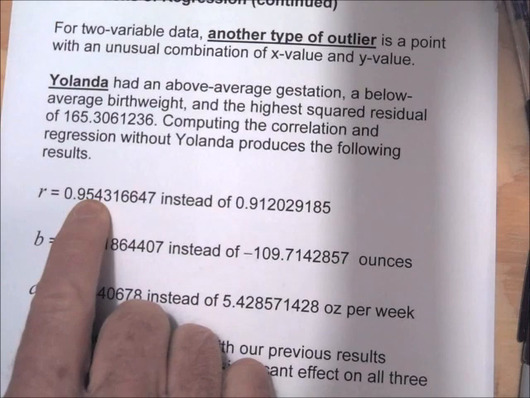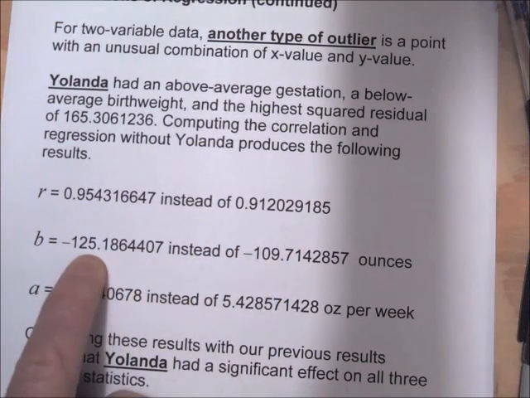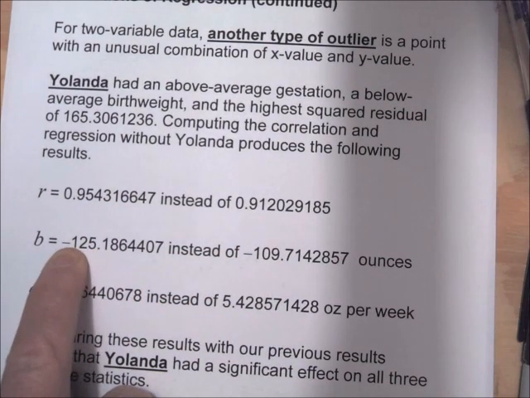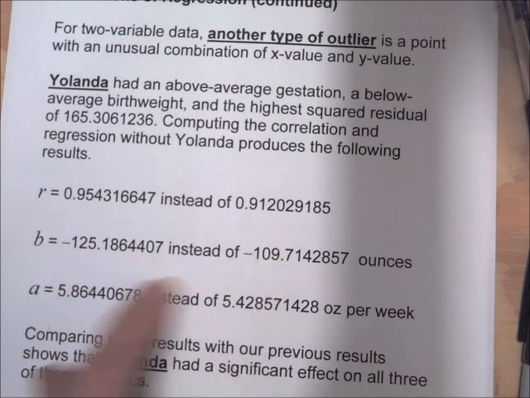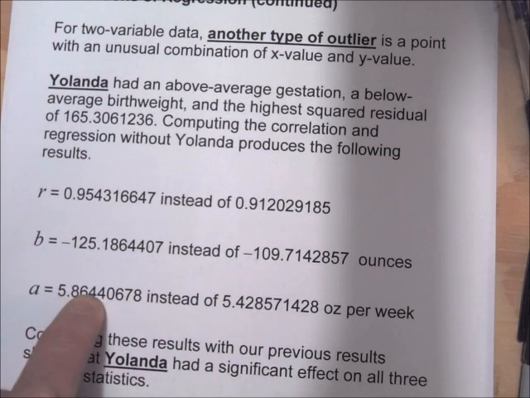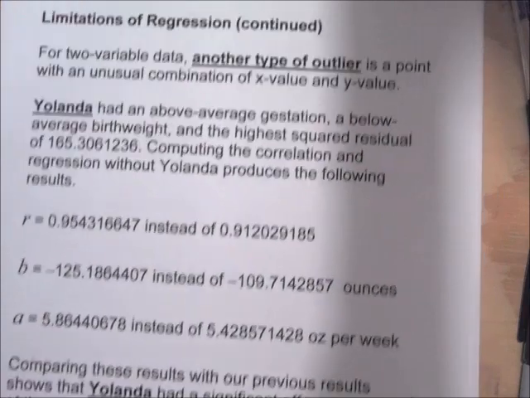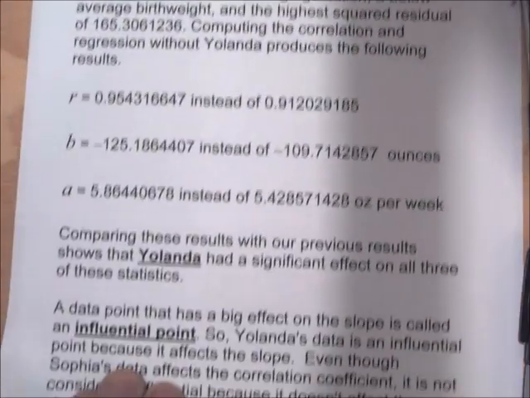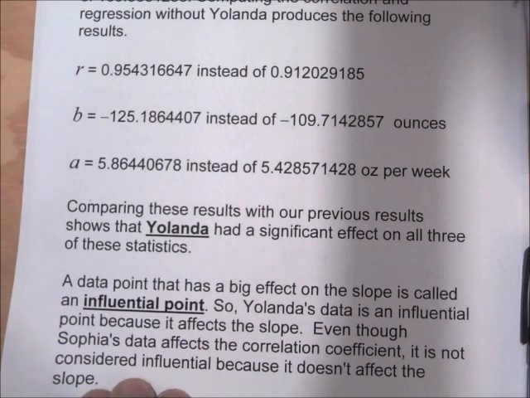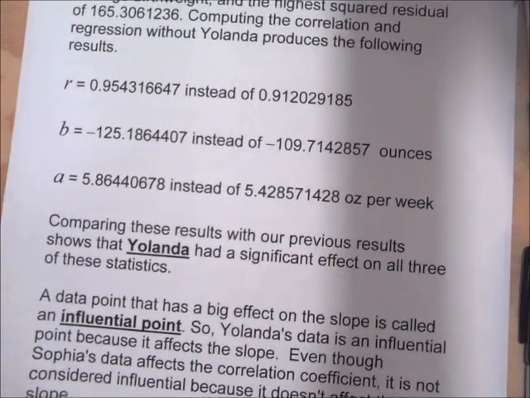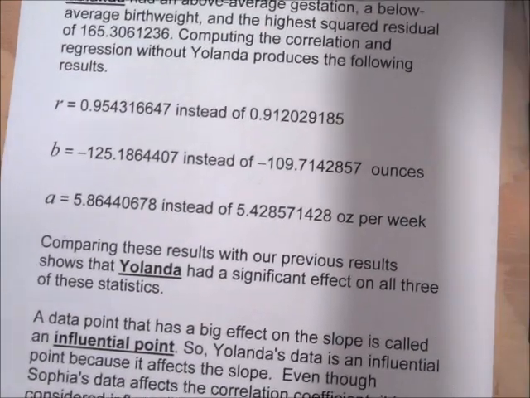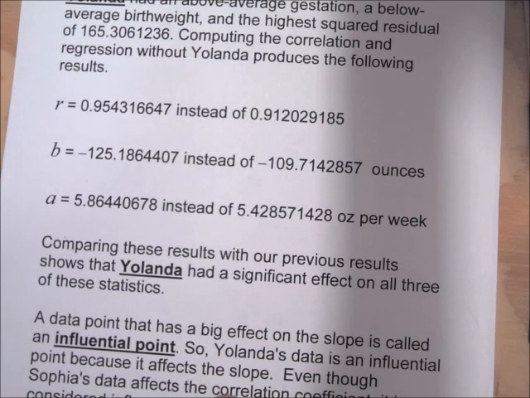We have 0.95 instead of 0.91. We have a different y-intercept, -125 instead of -109, and we have a different slope, 5.86 instead of 5.42. So Yolanda had a big effect on all three of them. I would call Yolanda an influential point. It's not a high leverage point necessarily, but it's an influential point because it affects our stats. Some texts say consider if it affects the slope. So I'll use that definition.